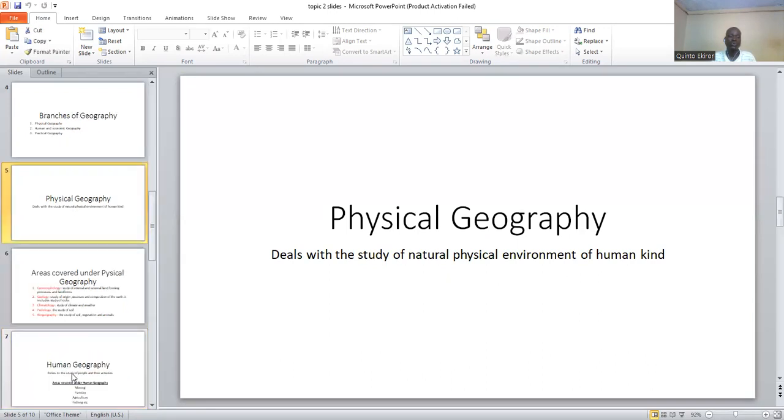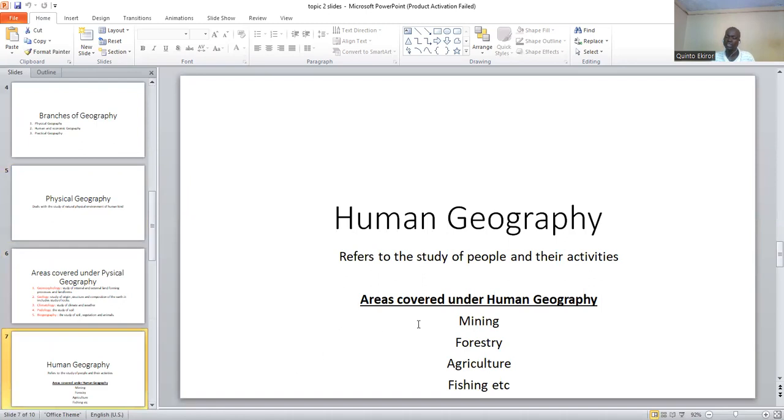Let's now proceed to human geography. Human geography, on the other side, deals with the study of people and their activities. For example, different groups of people in our country, like the Maasai, those are pastoralists. And then, for example, our Luo people in Nyanza and in any area of our country, those people are always fishermen.